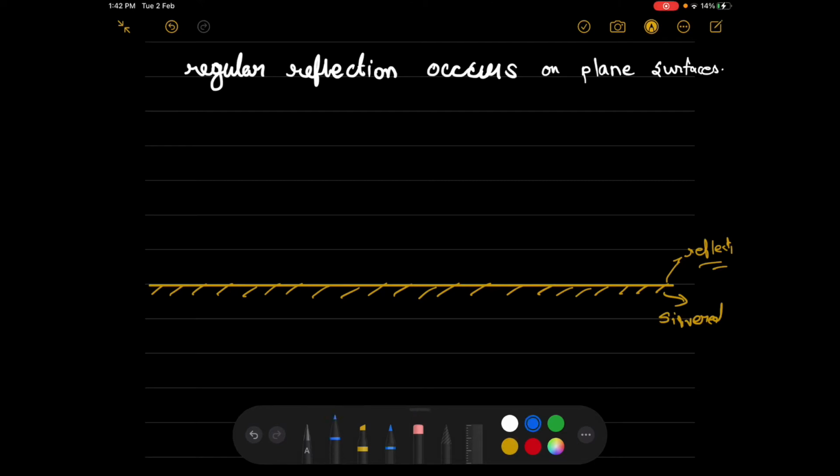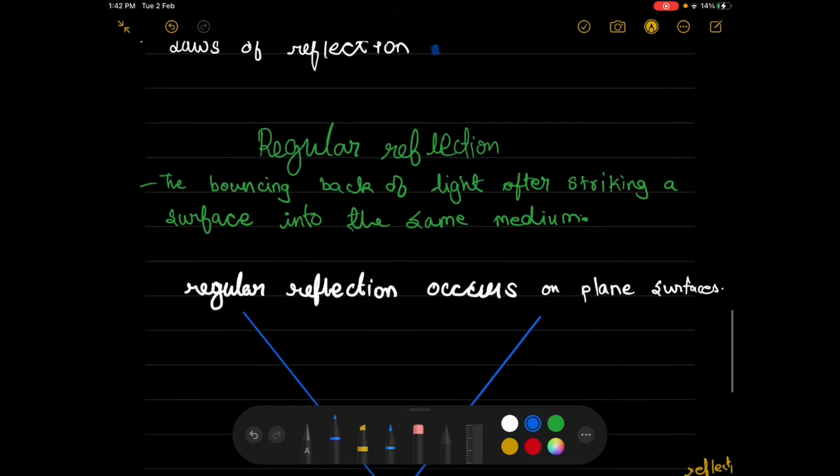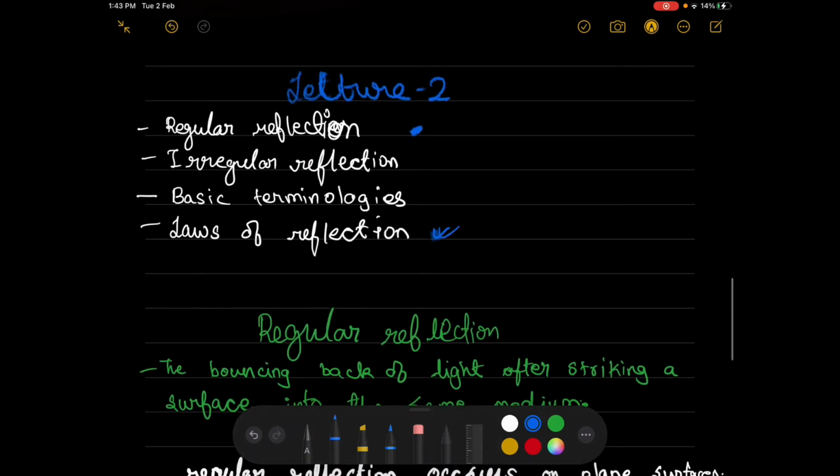Now let's draw one ray of light only. A ray of light is coming here, hits this line at this point, and then it bounces back. So this is a regular reflection, where it is occurring on a plane surface. More about this I will talk to you in laws of reflection and basic terminologies.